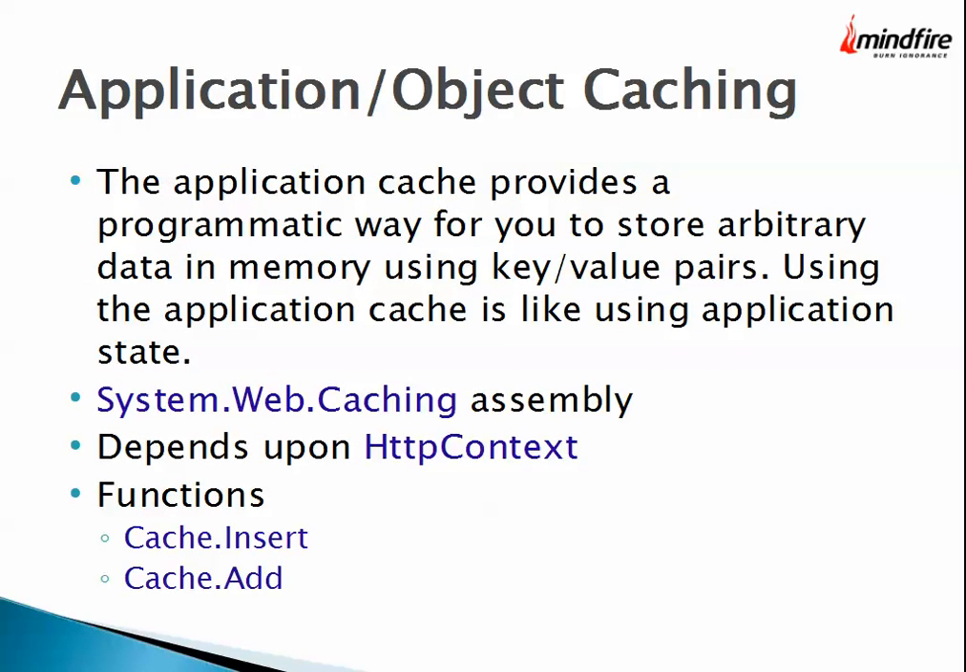Okay, so let's go into application or object caching. It basically works as a key-value pair. If we are caching an object, then we have to provide the object and the key. The key will be used to retrieve or save data to the cache. Okay, so we can use it through the System.Web.Caching assembly, and it basically depends on the HttpContext. So it works only with the context there.